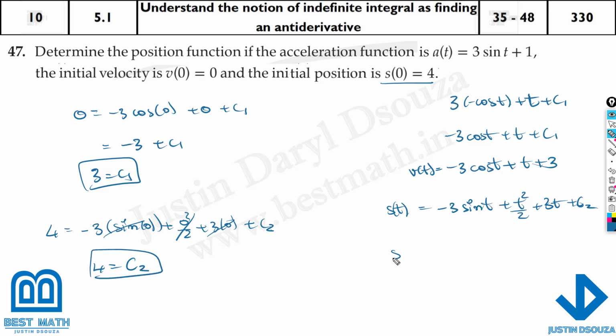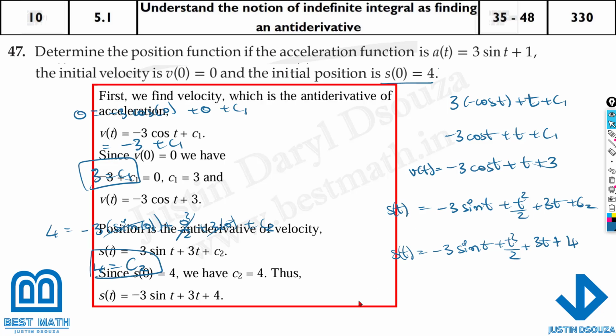So the answer over here, for the position function, would be minus 3 sine t plus t squared by 2 plus 3 times t plus 4. So that's the final answer. From the acceleration, we can get the position function. There's no calculator method for double integrations, so you have to do it manually using rules.